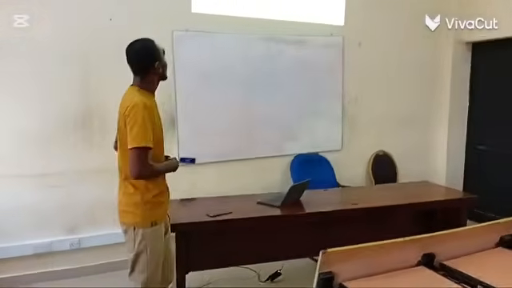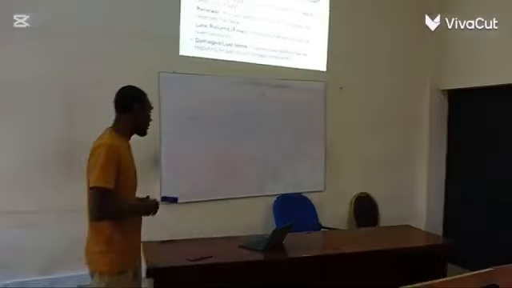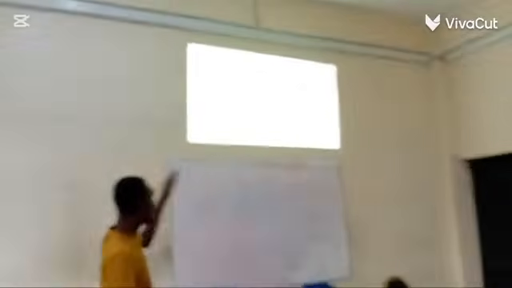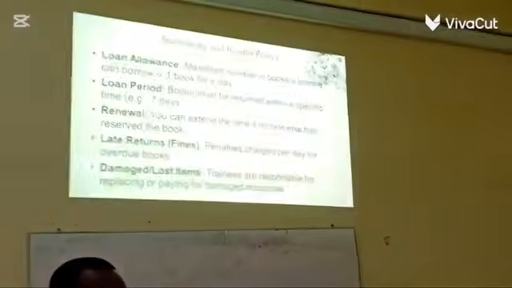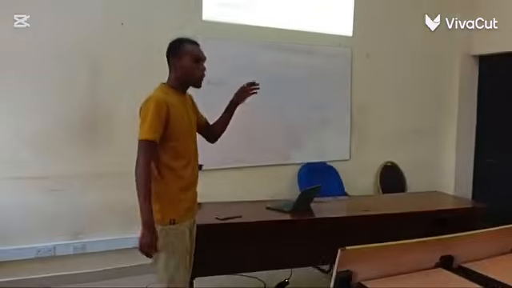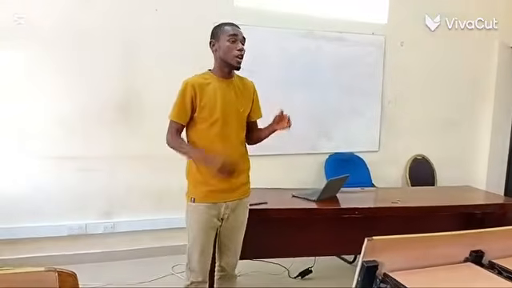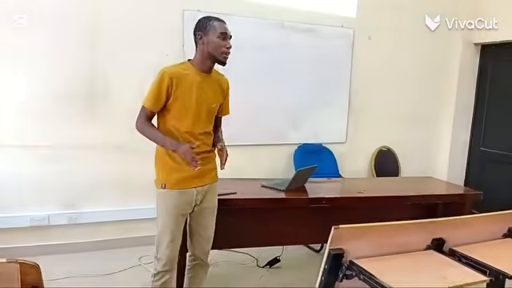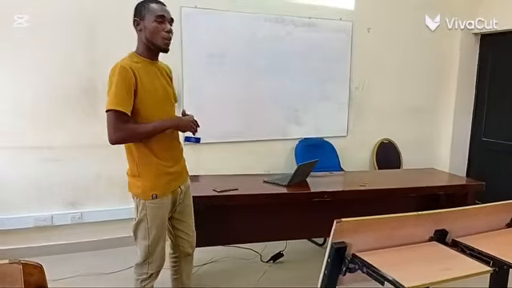Not only that, but we also have to look at the borrowing and return policy. When I say borrowing and return policy, this is the essential place you have to consider. Why? Because when you go to the library, you have to understand the policy of checking out a book and returning the book. The first one is loan allowance.